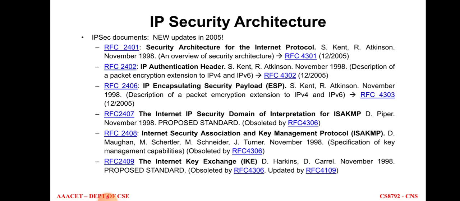These are some of the famous IP security architecture documents, like RFC 2401, an overview of security architecture. RFC 2402 is the description of a packet authentication extension to IP version 4 and version 6. Next is RFC 2406, the description of a packet encryption extension to version 4 and version 6. And RFC 2408 is the specification of key management capabilities. These are some of the familiar IP security architecture documents.